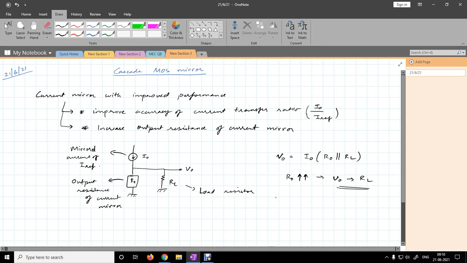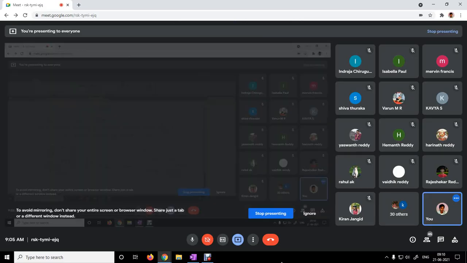So ideally speaking, R naught should be infinite, so V naught will be totally dependent on RL instead of R naught. So these are the two reasons why we need to look at current mirrors with improved performance. One is to improve the accuracy of current transfer ratio. The second one is to increase the output resistance.